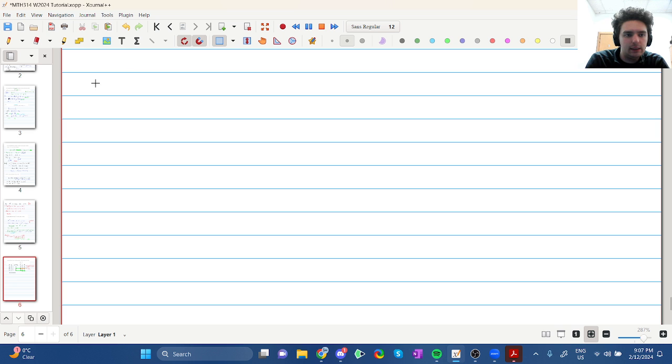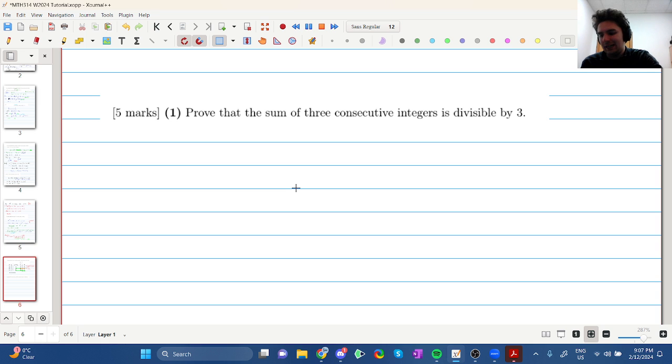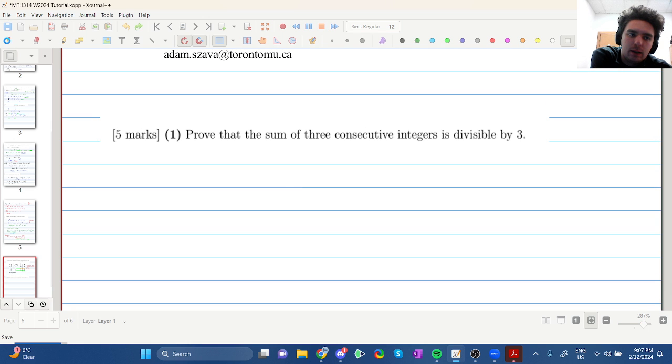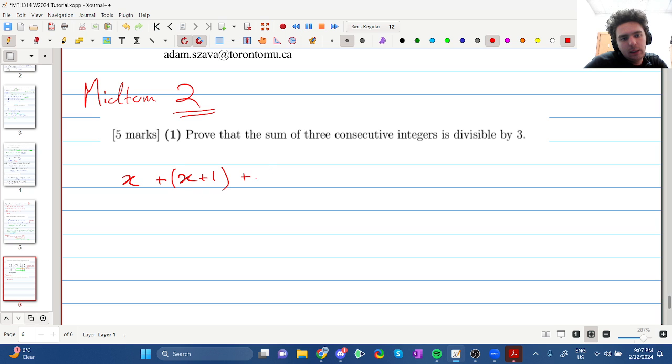So it says, prove that the sum of 3 consecutive integers is divisible by 3. This is not hard. So let me just be clear, this is midterm 2. I think so. Yeah, sorry. Oh no, I was just confirming that it's midterm 2. Yeah, okay. So prove that the sum of 3 consecutive integers is divisible by 3. So the sum of 3 consecutive integers looks like x plus x plus 1 plus x plus 2. Right? This is the sum of 3 consecutive integers.